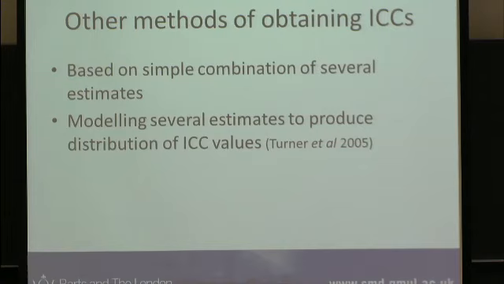The other thing that you could do is to take, if you have several previous ICC estimates, you could combine them in some way. And there is a very nice paper by Rebecca Turner and Simon Thompson, and I can't remember if there are other authors on it as well, in 2005, which looks at taking several ICC values and modelling those and producing a distribution which could then be used as a prior distribution.